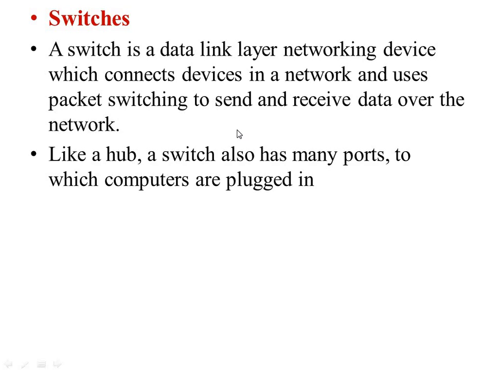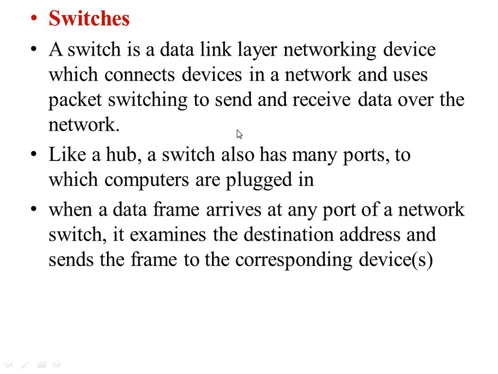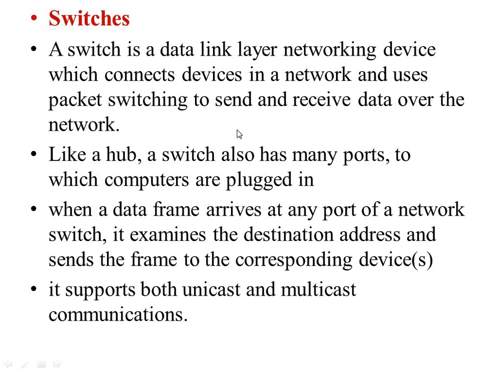Like a hub, a switch has many ports, and you can plug computers into this switch. When a data frame arrives at a port of a network switch, it examines the destination address and sending address, and accordingly it will divert the packet to the destination. It supports both unicast and multicast communication. Unicast means one to one and multicast means one to many communication.